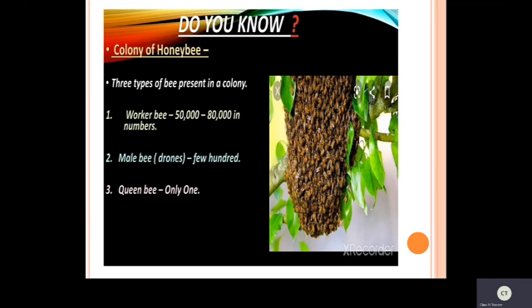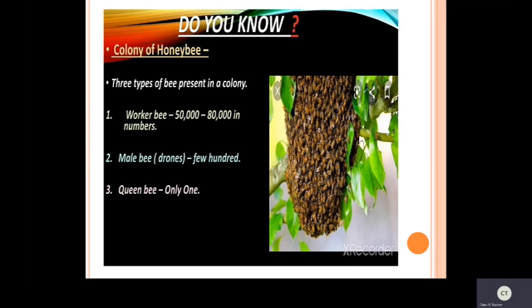Now see the second kind, male bee. Male bees we will also call drones. They will be in a few hundreds. Now only one honeybee, called the queen bee, will be present in this honeybee hive. So this you have to remember, thousands of honeybees will be present in one colony. Three kinds of honeybees will be there.